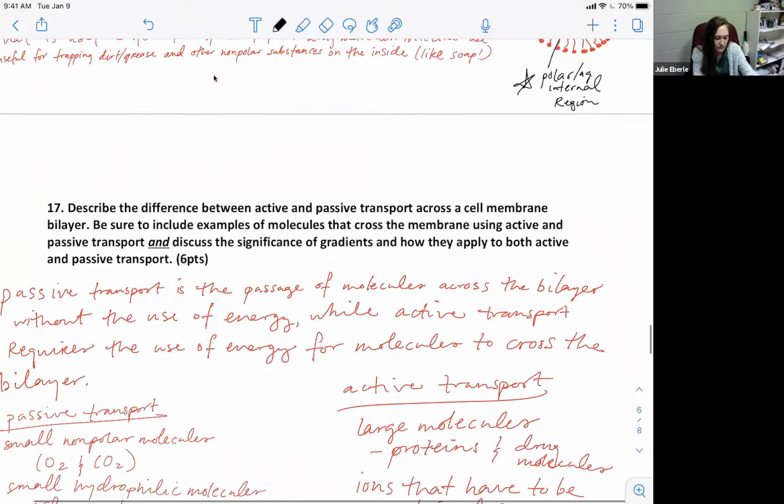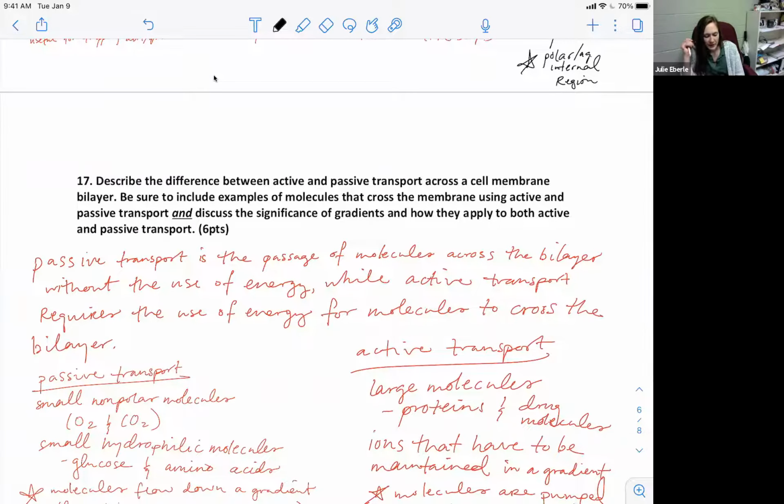Last question. Describe the difference between active and passive transport. Be sure, some people miss this, and be sure to include examples of molecules that cross using active and passive transport. If you did not give me examples, I took off points. We mentioned a lot of examples in lecture, okay? And then discuss the significance of gradients and how they apply.